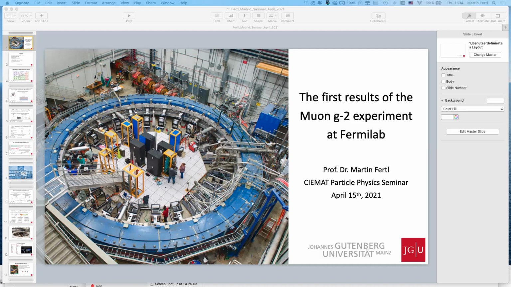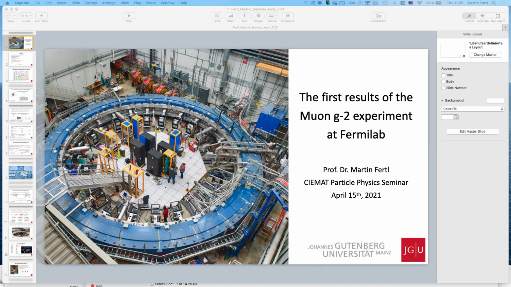Martin Fertl obtained his PhD from ETH Zurich in 2014 with a thesis on a laser-based mercury comagnetometer for the neutron electric dipole moment search at the Paul Scherrer Institute in Switzerland. He then moved to the University of Washington in Seattle as a postdoc until 2016. That was the time when I was also a postdoc there. Until 2019, he kept working at the University of Washington, but as assistant professor.